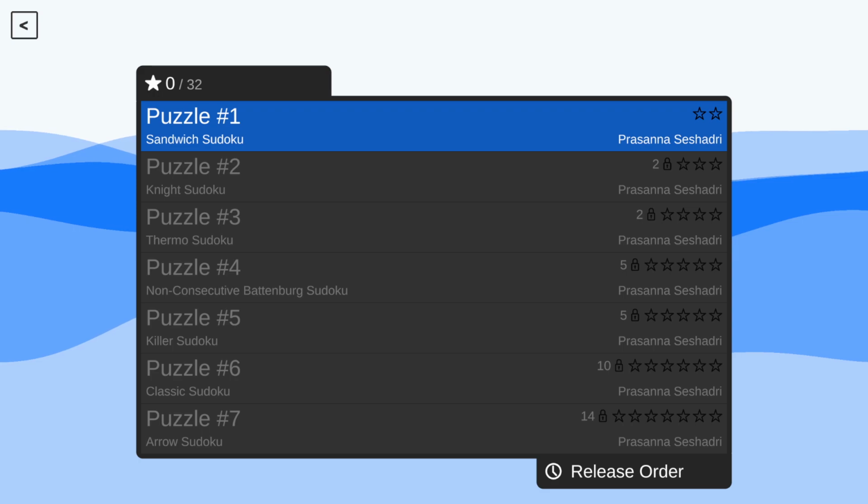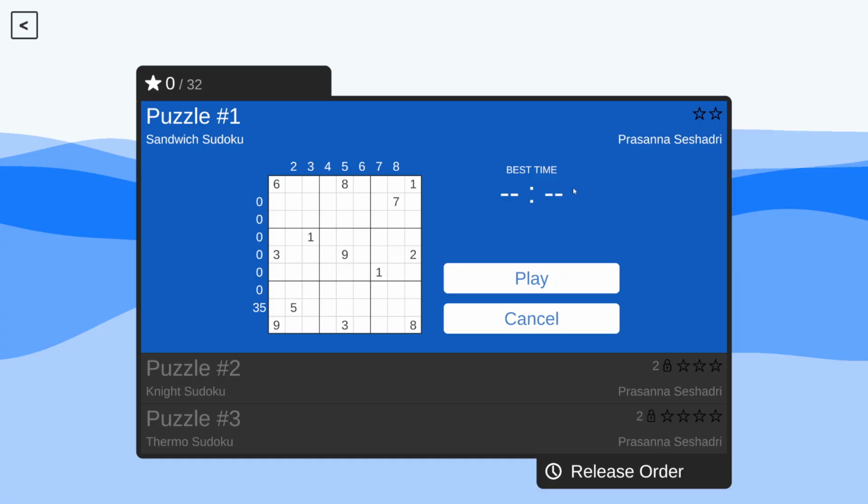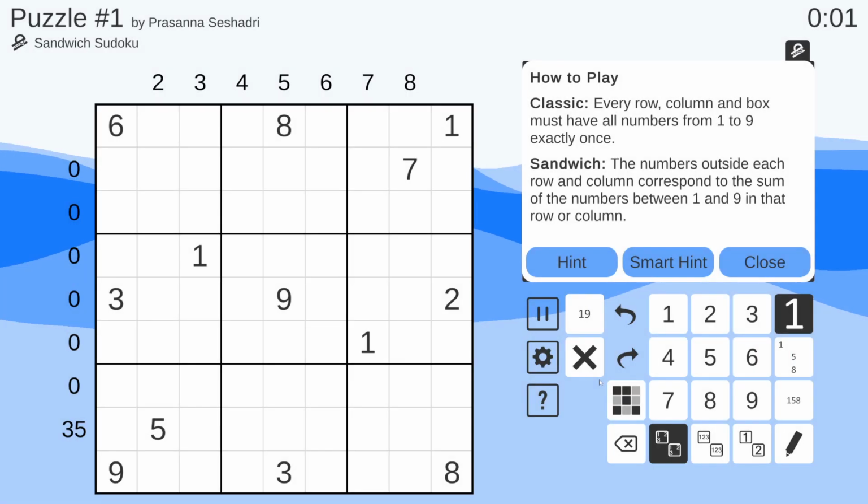All right, let's play Cracking the Cryptic Sandwich Sudoku. All right, how to play.